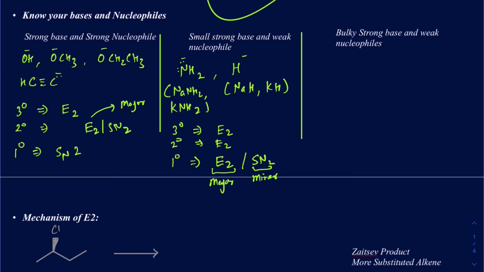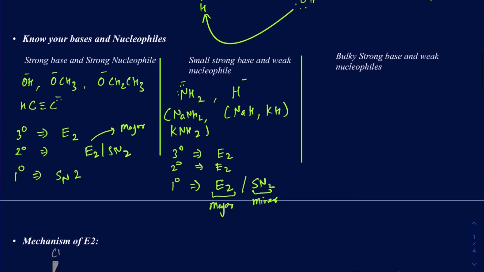So that's why whenever we have done SN1 and SN2 mechanisms, we didn't really talk too much about NH2 minus and H minus, especially that H minus coming from these metal hydrides. They like to act more as a base than a nucleophile. So then let's talk about strong bulky bases, and they are going to be weak nucleophiles. This is another important class that you want to make sure you know.